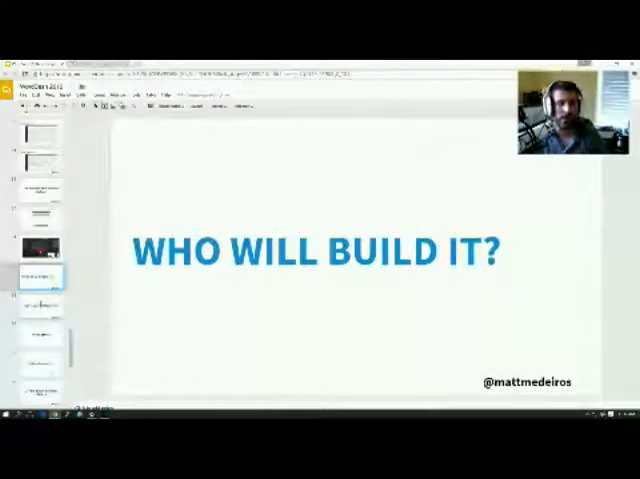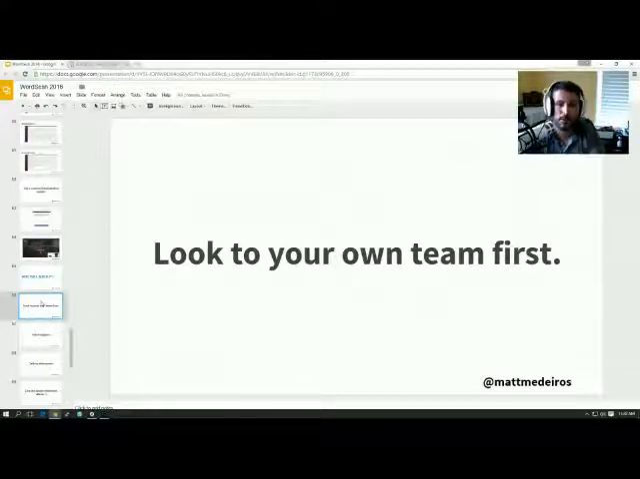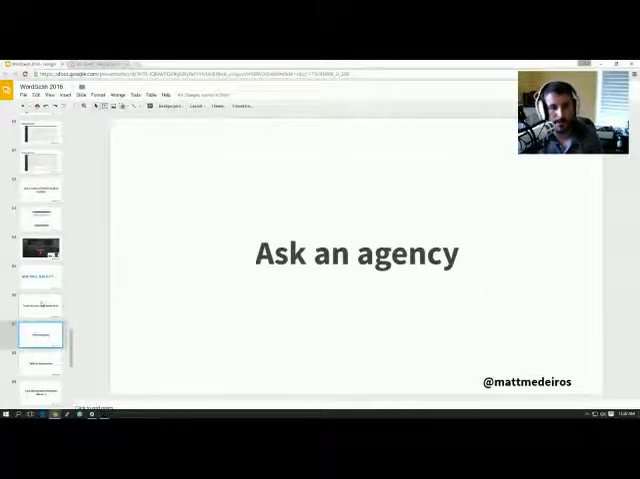So who will build your product? If you've got the idea down, you've mocked it up, and you're ready to go, you can really demonstrate it. And who's going to build it? Well, first, can you look to your own team? Depending on what context you live in within the WordPress world, do you have a team of contractors readily available? Can your own agency or your own team carve out a little bit of time to build this product? So look to your own team first, if you have a team.